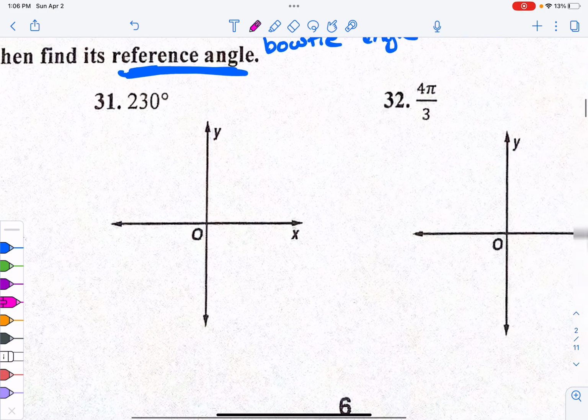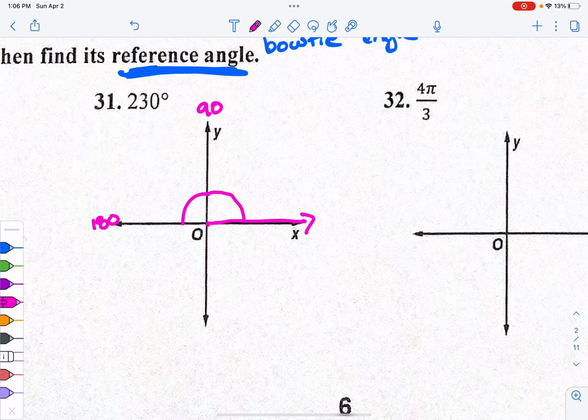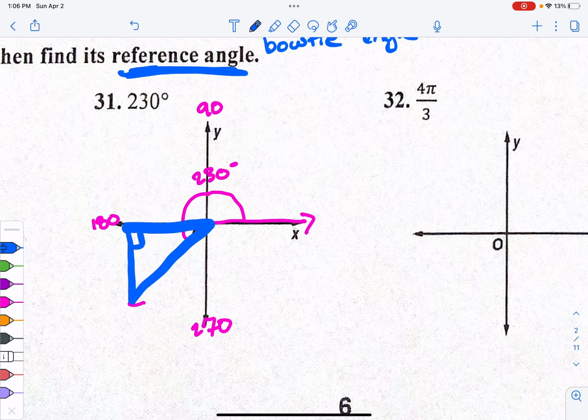All right, 31, 230 degrees. If I start here, I go here, that's 90 degrees. If I go here, that's 180 degrees. 270 degrees is down here. So I want to not go quite 270. I'm going to put it over here, and that is going to be 230 degrees. Now, when I make my bow tie, I'm going to make it going up that direction. And I want to figure out what this angle is right here, okay?